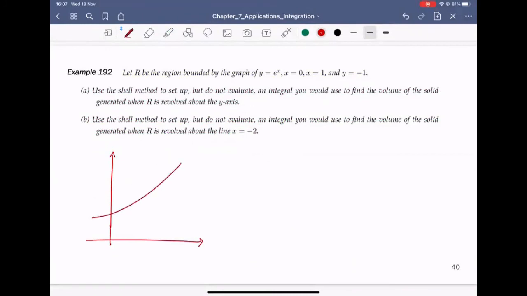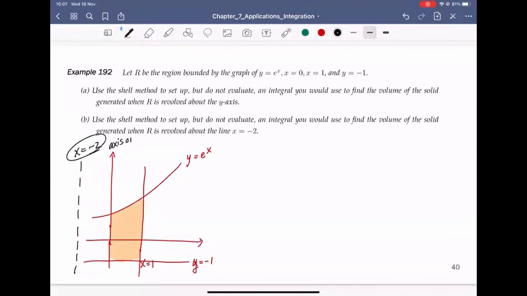Okay, y equal to e to the x. And then I have x equal to 1, x equal to -1, y equal to -1, right? And then my region is here. One more time. And now you can see that this time I have this line, x equal to -2. This is going to be my axis of rotation. It is here.